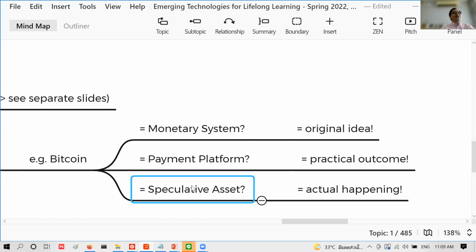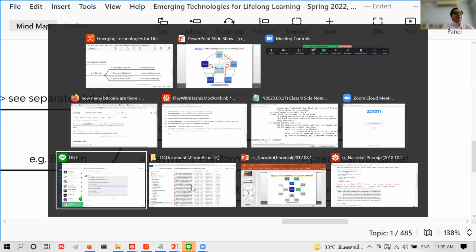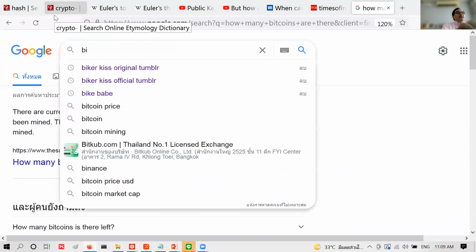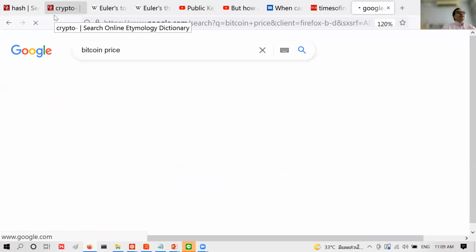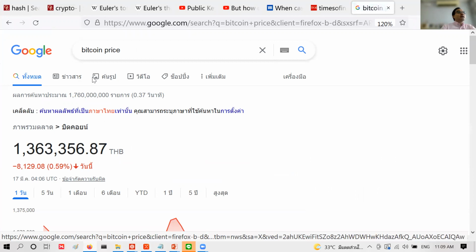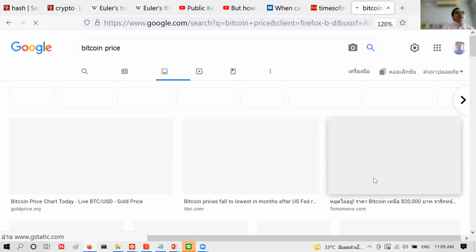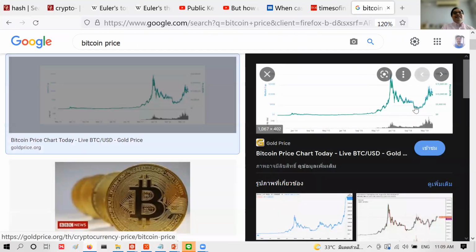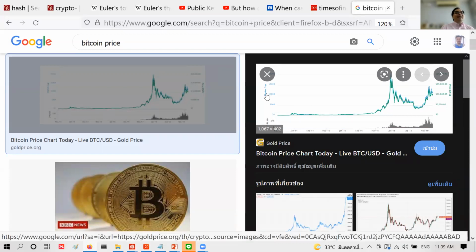Okay, that's why you get this chart. Bitcoin price. That's why you get this chart, right? If you look at this chart, it has an axis. This is the price of Bitcoin relative to something. Now, this could be dollar, this could be gold, this could be Thai baht. I don't care. It doesn't really matter. The point is that nobody really is treating Bitcoin like Bitcoin.